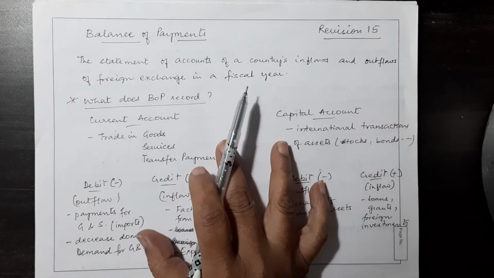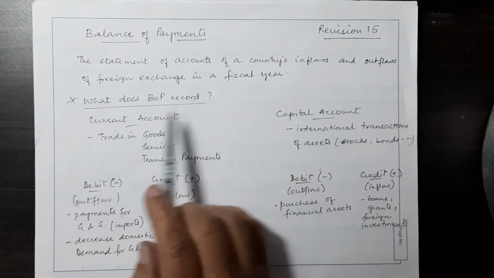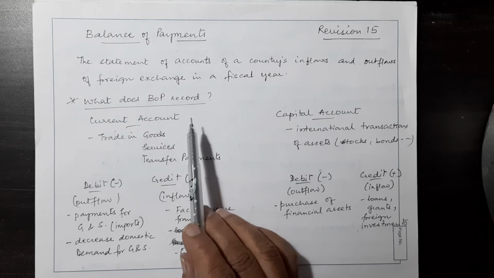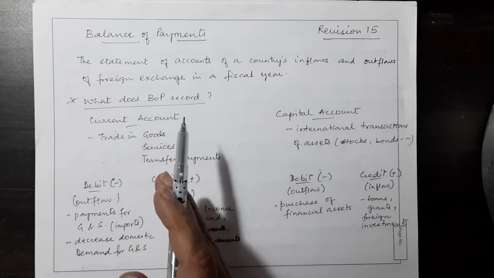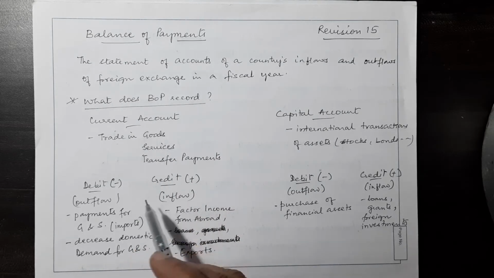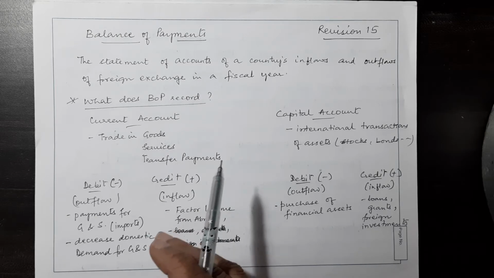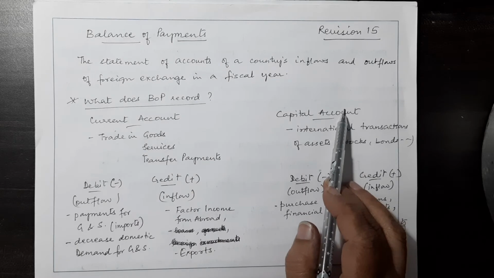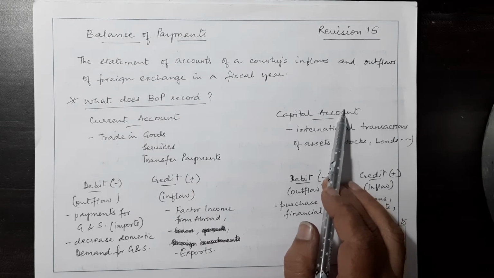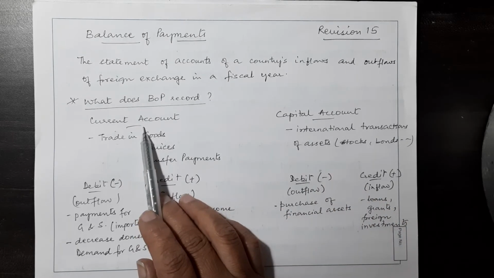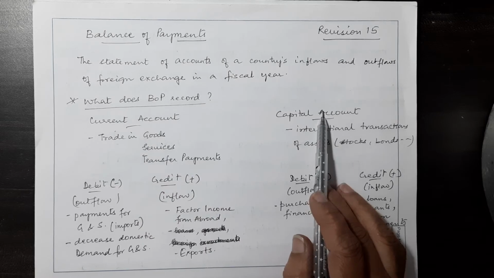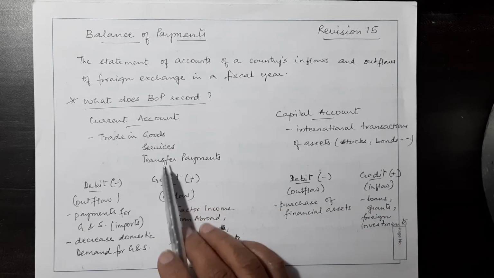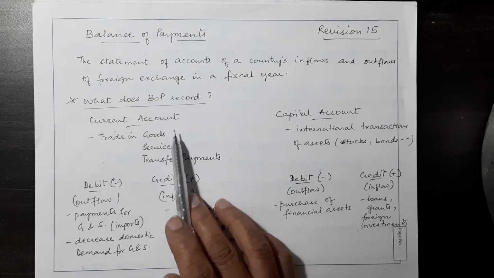Now, what does the balance of payment record? There are so many questions that are asked based on this. What does it record? Like where will you write this particular transaction, whether in the current account or in the capital account, because those two are the components of the balance of payment, right? So we have a current account and we have the capital account.